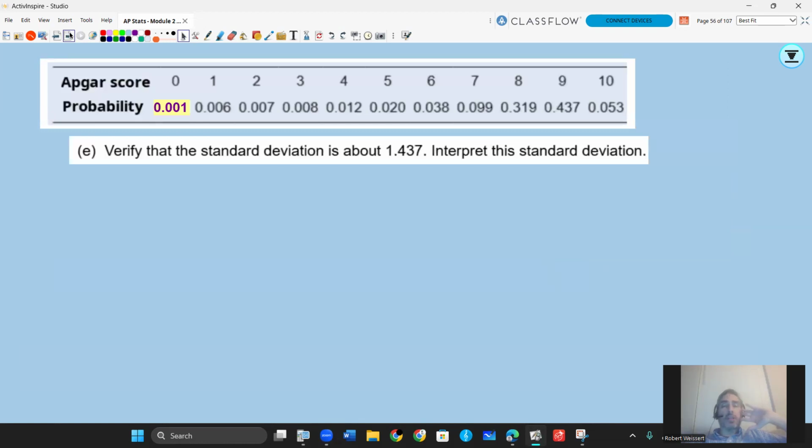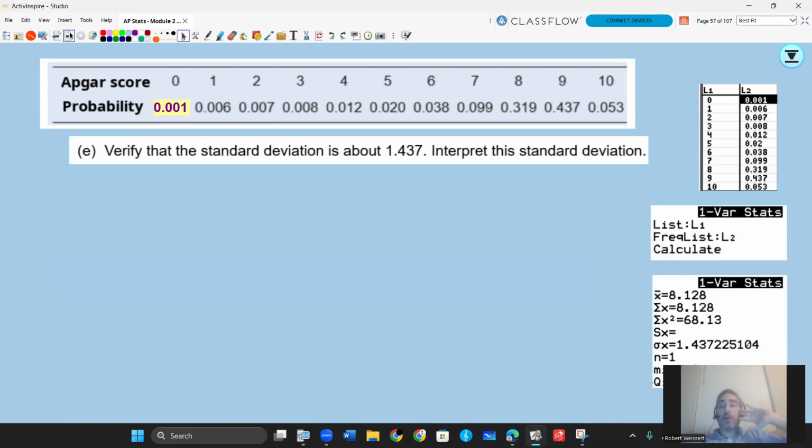Verify that the standard deviation is 1.437 and interpret the standard deviation. Well, first I am going to go to my calculator and do my one variable stats and put L2 in my frequency list for my probabilities. I'm going to make sure that my standard deviation is what it says, so it's going to be 1.437. But when you're showing that work, let's follow the formula.